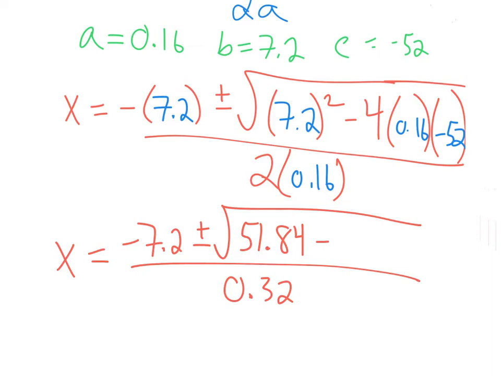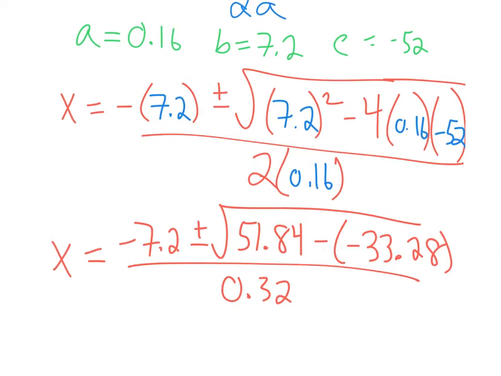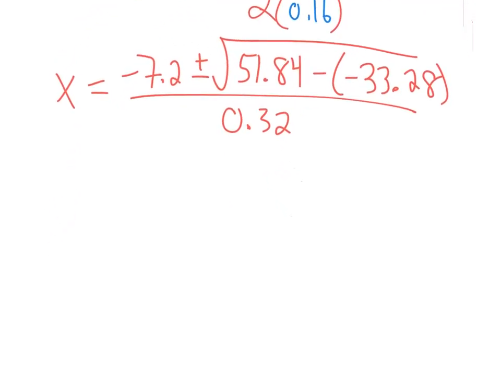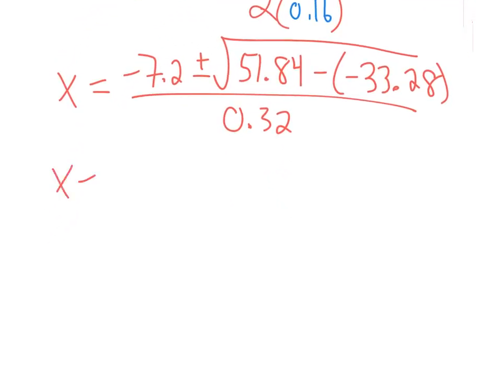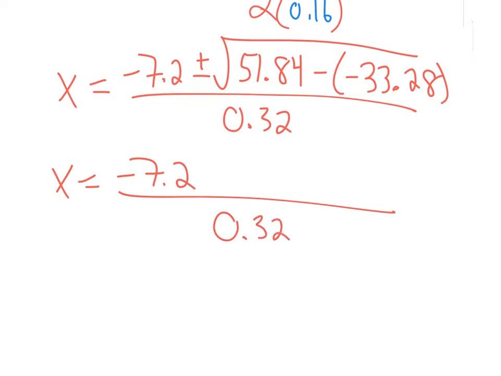And then we need to calculate 4 times 0.16 times negative 52, and that's going to equal negative 33.28. Okay, so we dealt with exponents, we dealt with multiplication. Now we could deal with the subtraction. So the negative 7.2 we can't deal with yet. The division by 0.32 we can't deal with yet. The adding and subtracting of the square root we can't deal with yet. But we could deal with the inside of the square root. We could deal with the subtraction.